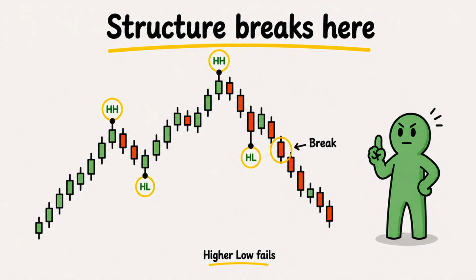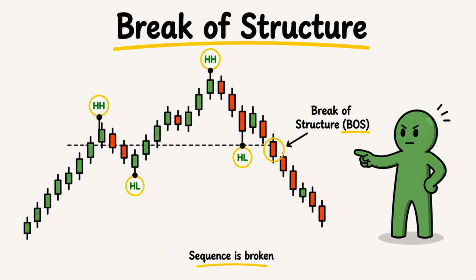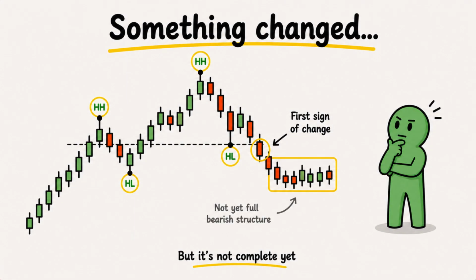Now something changed, because the market is no longer protecting structure. This is called a break of structure, or BOS. But even here, most traders make another mistake. The moment they see the break, they rush into the trade, trying to catch the reversal early.